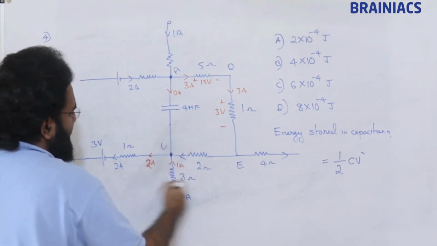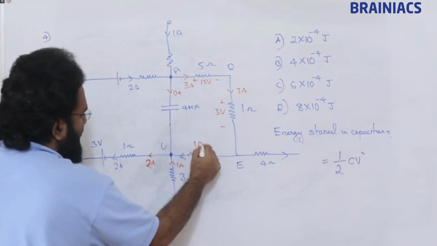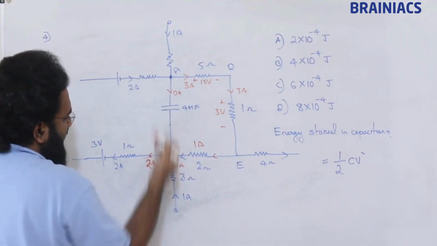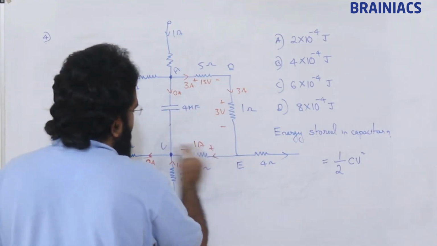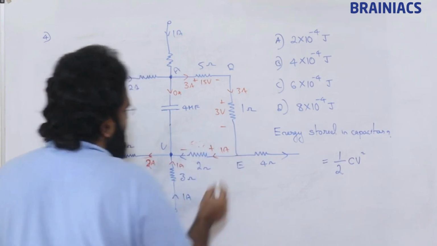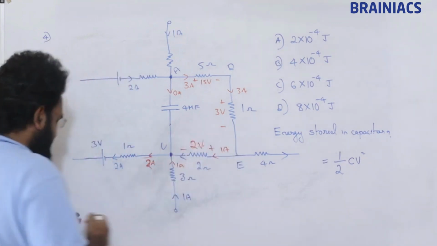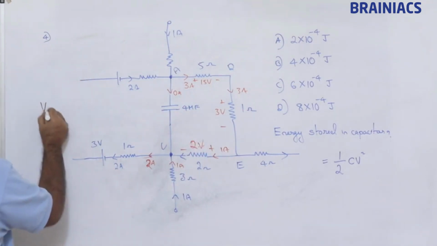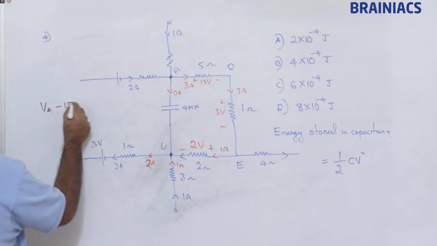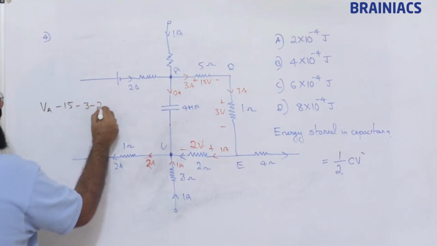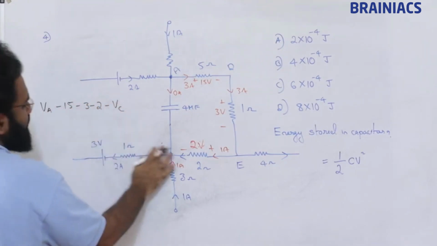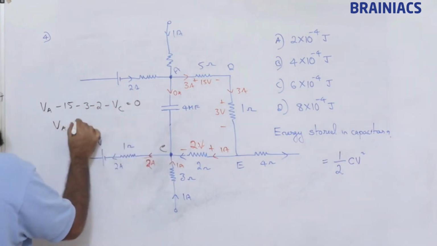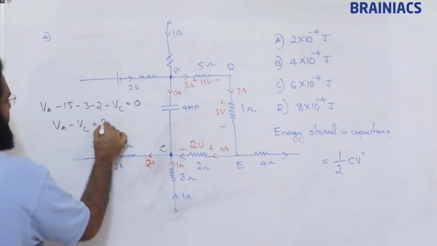So definitely this must be what? 1 ampere should come like this, then only this 1 ampere and this 1 ampere will give 2 ampere. No current in this branch. So 1 ampere is coming, we can fix 1 ampere. So this is going to be 2 volt. Now everything is ready. Now we will apply VA minus 15 minus 3 minus 2 minus VC is equal to 0. So VA minus VC is how much?